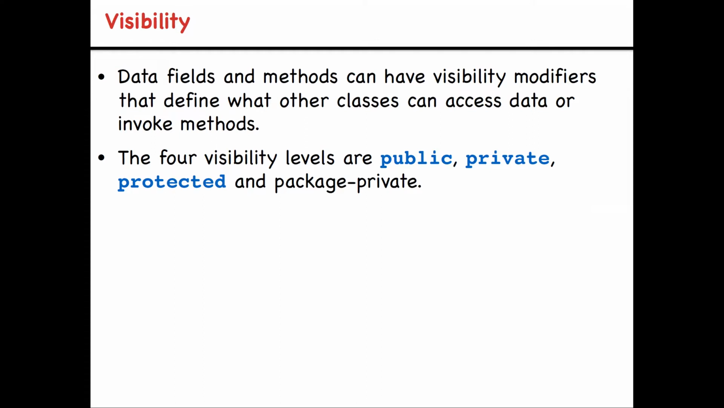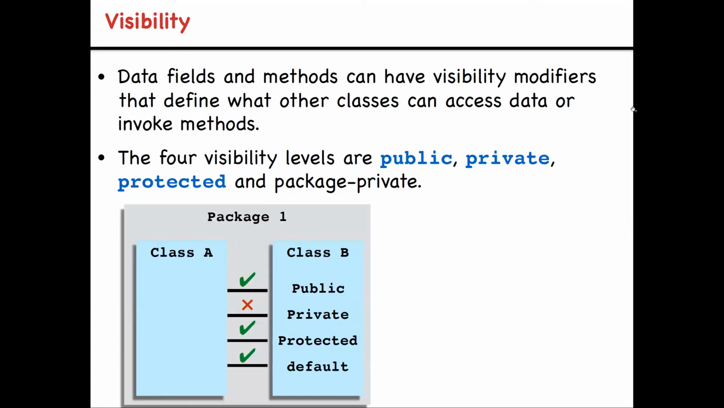So you've seen some of these visibility keywords before. There's 4 visibility levels: public, private, protected, and then if you don't use a keyword, it's package private. These are modifiers that you put on your data fields and your methods, and they define what can access that data or invoke those methods.